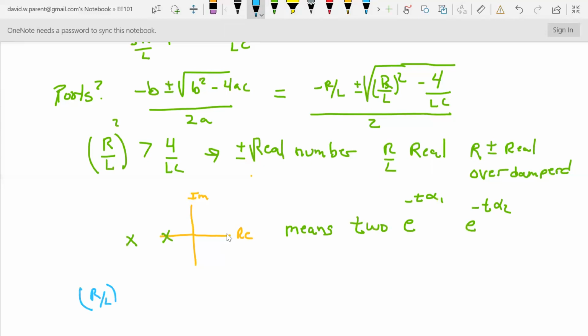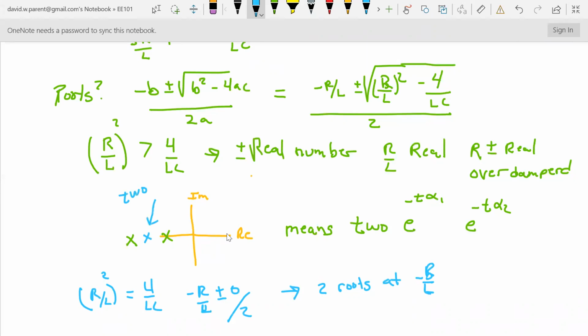Now, R divided by L squared equals 4LC. You get minus R over L plus or minus 0, divided by 2. Two roots at R divided by L. So there are two roots here at the same place. Wherever it is, there's one, and I'm not quite sure. There's two there, right? It's just I don't know how to draw two over each other. Okay.